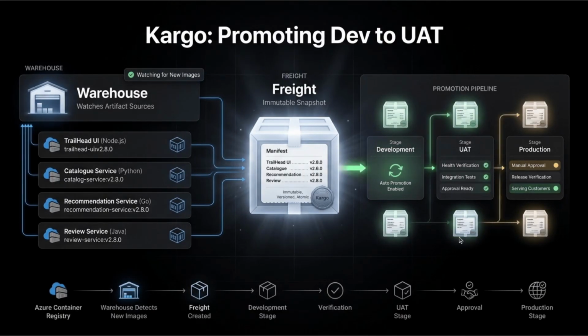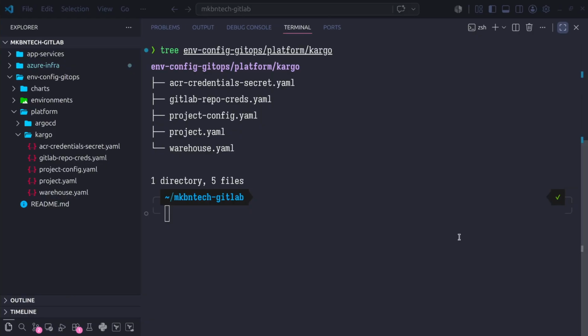Now that we have covered the high-level architecture of Kargo's core components, project, warehouse, and stages, let's dive into how these are declaratively configured inside our env-config GitOps repository. All platform-wide Kargo configuration resides under platform/kargo. Let's walk through these 5 core files step by step in our setup.